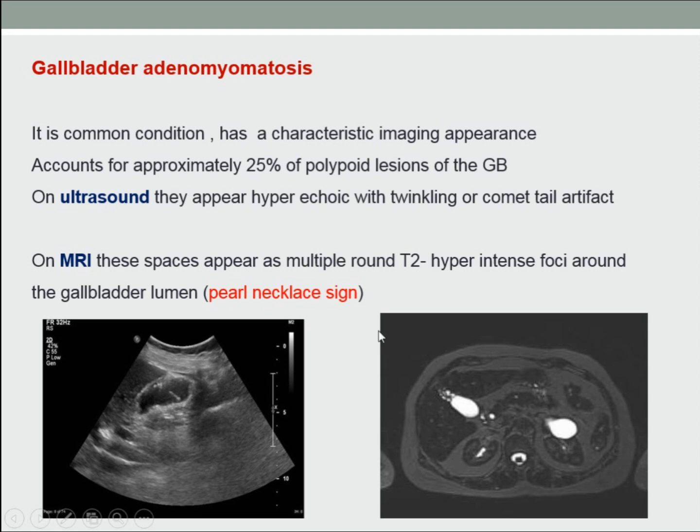and this is called the pearl necklace sign. Normally, there are small intramural diverticula within the wall of the gallbladder. These are called Rokitansky-Aschoff sinuses. When there is hyperplasia of these sinuses or deposition of cholesterol and calcium in these sinuses, gallbladder adenomyomatosis will be developed.